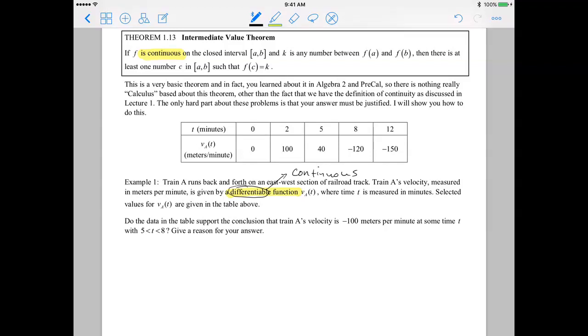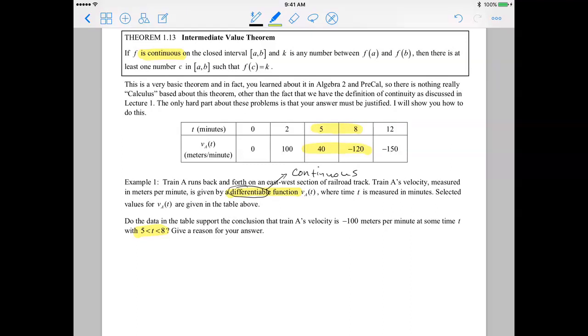So we continue reading the question. It says, do the data in the table support the conclusion that train A's velocity, and remember that's the function that we were given, is negative 100 meters per minute at some time t with 5 less than t less than 8? Give a reason for your answer. Well, they gave me an interval here to consider. If I look at this table, the time values between 5 and 8 is this interval right here.